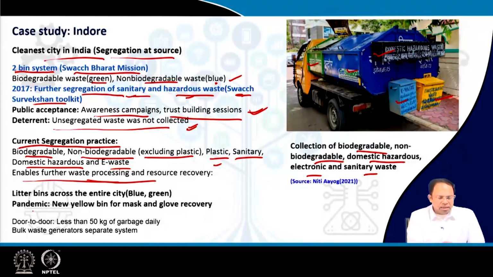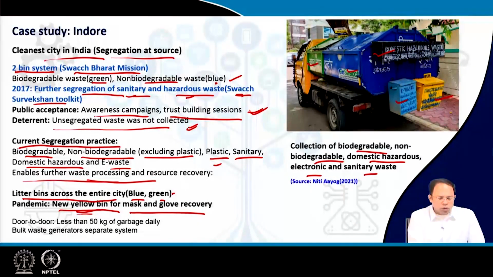In addition, litter bins were placed all across the city, which are blue and green colored litter bins. As we have shown, in public places we need to have these two colored containers at certain intervals. And during the pandemic, they introduced a new yellow bin for mask and glove recovery. So in addition to the blue and green bins, they introduced a new yellow bin where people can throw their masks and gloves, which are hazardous. This is for sanitary waste. We use the yellow color, and accordingly this bin was introduced.